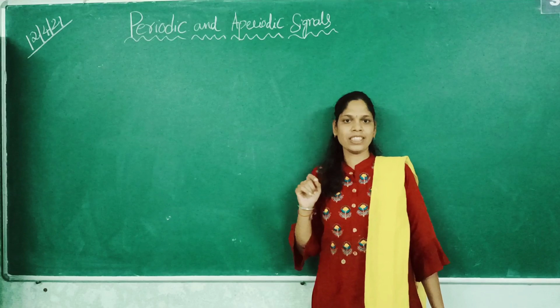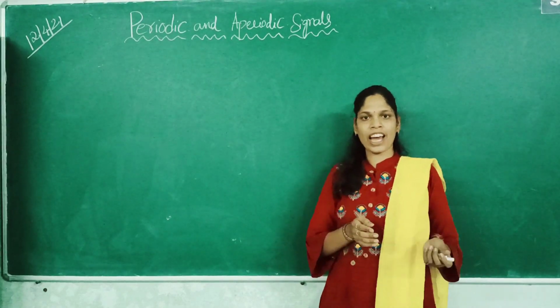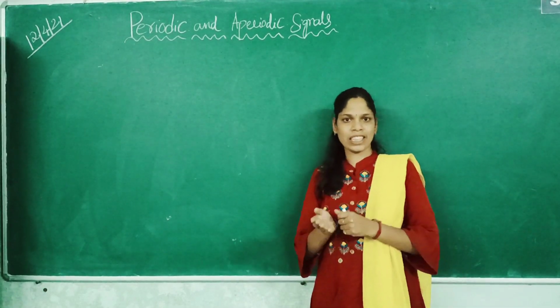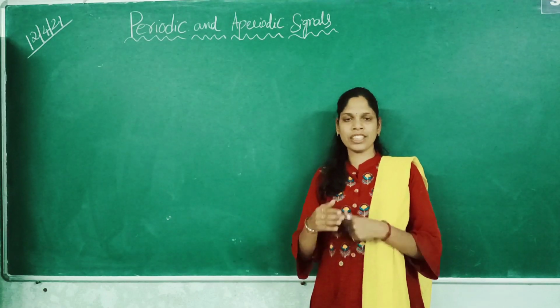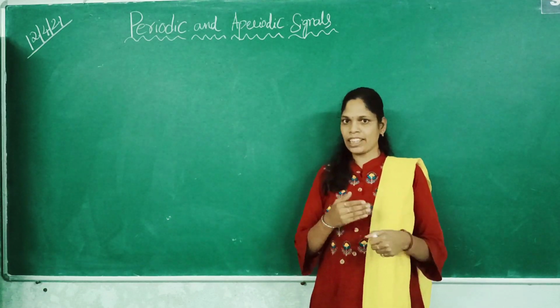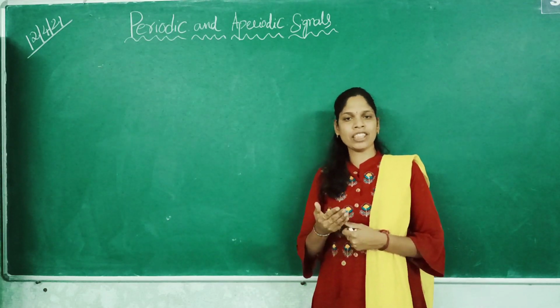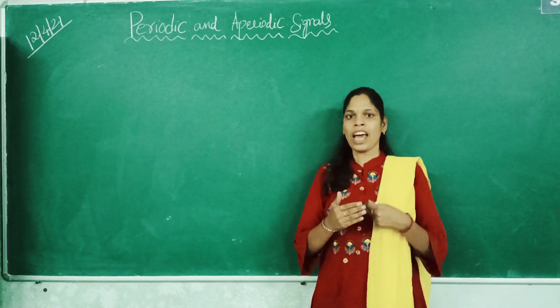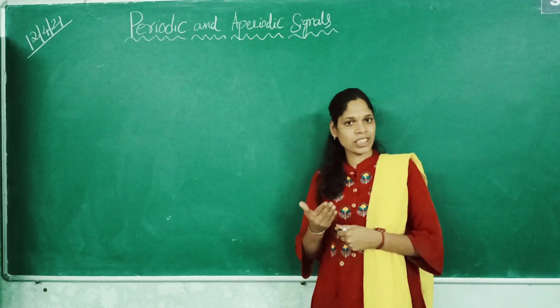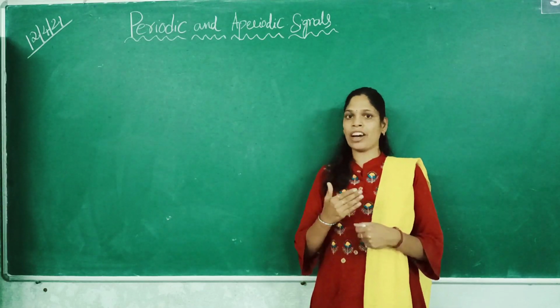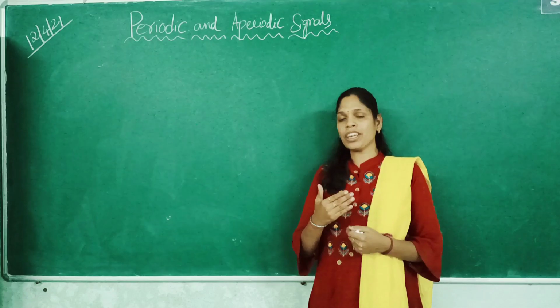So for example, in our communications, we deal with periodic and aperiodic signals, and these signals may be added, subtracted or multiplied. In that way we have to identify which signal is periodic and which is aperiodic, and whether two periodic signals are added or not. So in communication we are using this.